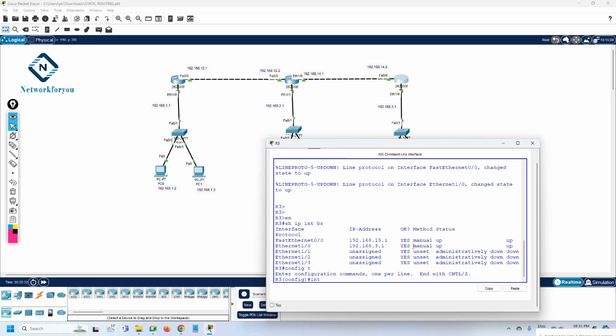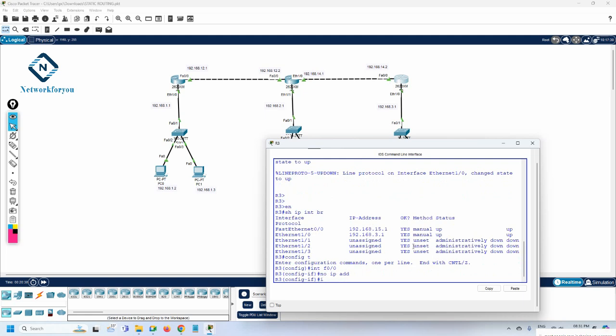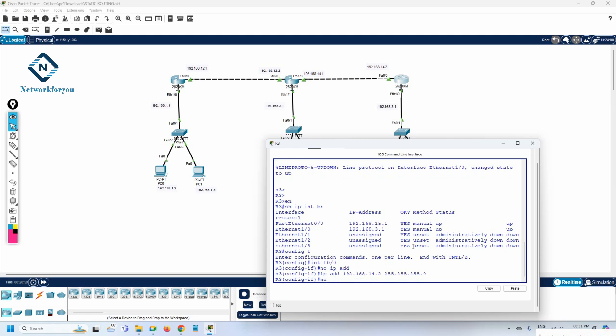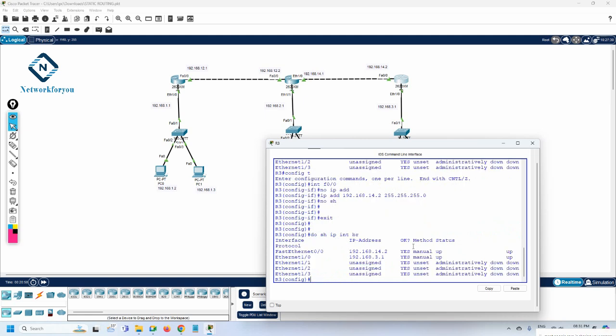So let me go here. I write interface FastEthernet 0/0. I can write no ip address and then assign, or you can directly assign. Let me write the IP 14.2, then 255.255.255.0, and no shutdown. Already this interface is up, so no worries. If I do show ip interface brief, I am on R3 here: this is 14.2, here is 3.1, so everything is good.